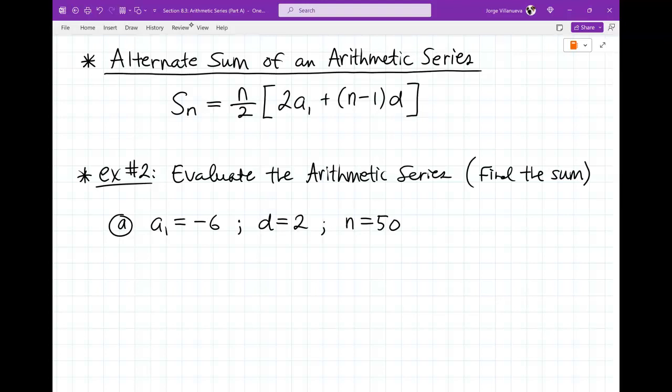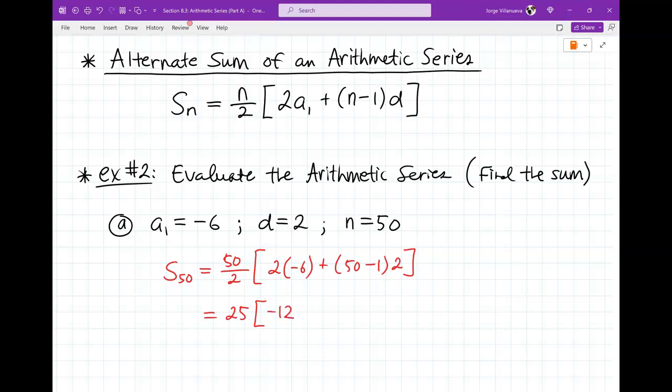So we have the formula up on top, so I'm not going to rewrite it. It says S sub 50 equals 50 divided by 2 times 2 times A sub 1, that's -6, plus 50 minus 1 times D, which is 2. So notice, I'm just plugging in all the numbers. I'm not doing anything special, just plug in the numbers that you're given. 50 divided by 2, that's 25. 2 times -6 is -12. Plus 50 minus 1, that's 49. And 49 times 2, that's 98.